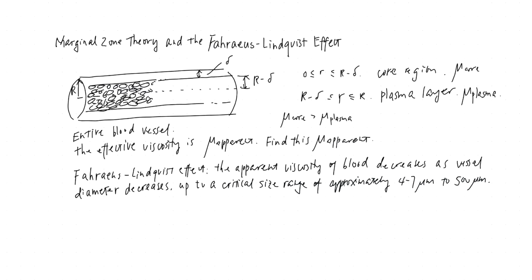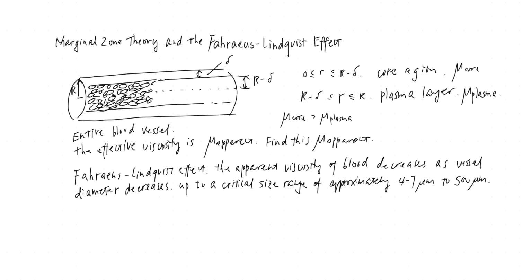So for the rest of this lecture, we will derive the apparent viscosity by using the marginal zone theory. This is a pretty nice mathematical framework because it tells a lot about how to set up continuity conditions for fluid of 2 layers.